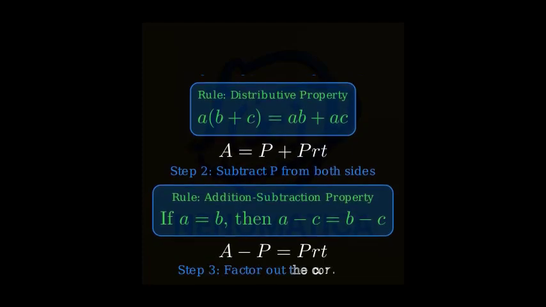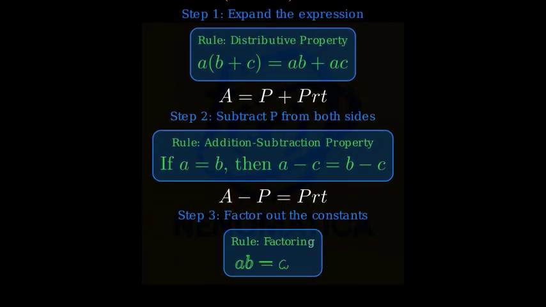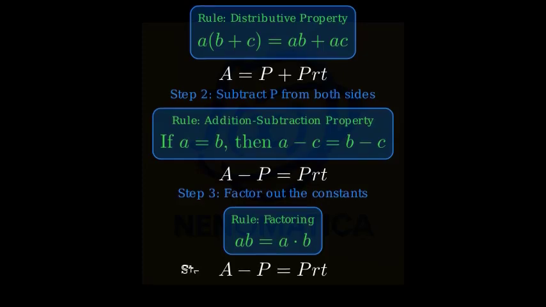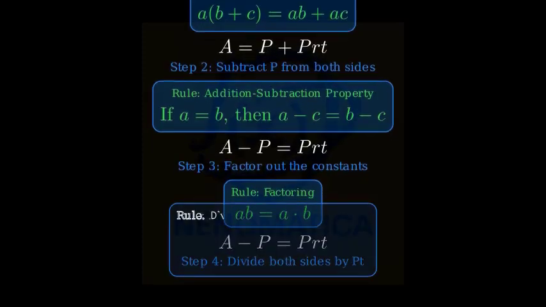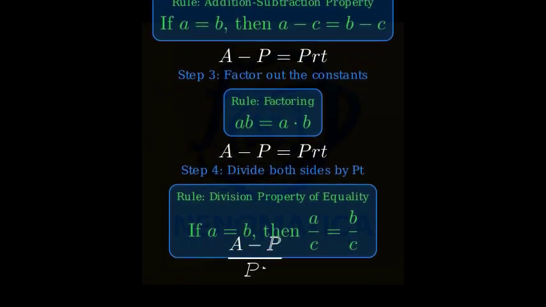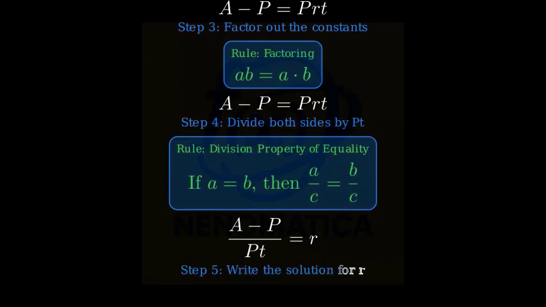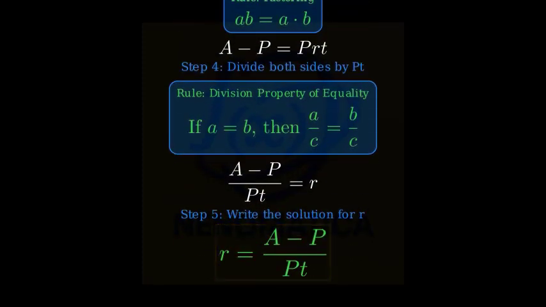Step 3. Now we need to isolate r. We can factor out the constant terms P and t. This gives us A minus P equals P times r times t. Step 4. To isolate r, we need to divide both sides by P times t. This gives us the fraction (A minus P) over (P times t) equals r. Step 5. As our final step, we can rewrite the equation with r on the left side. Therefore, r equals (A minus P) over (P times t).